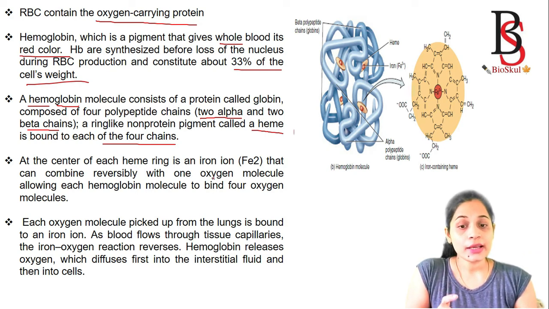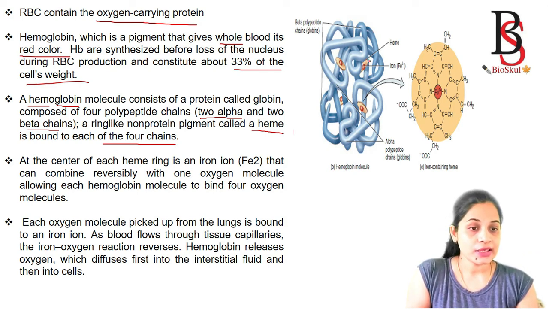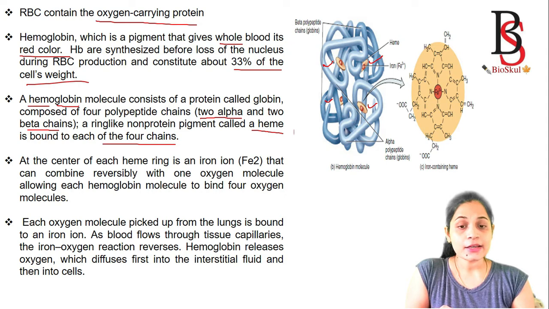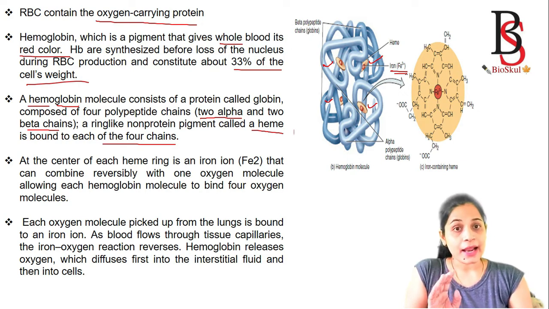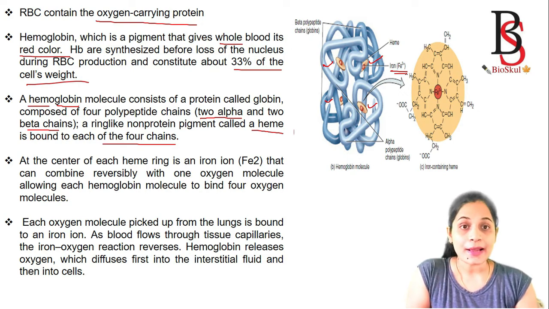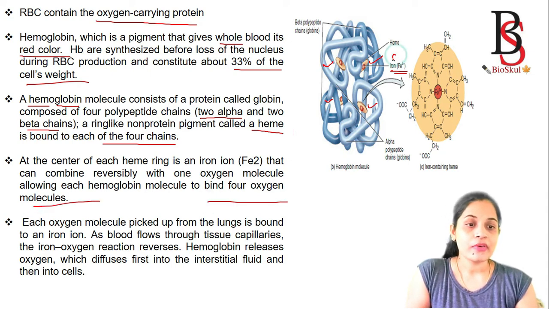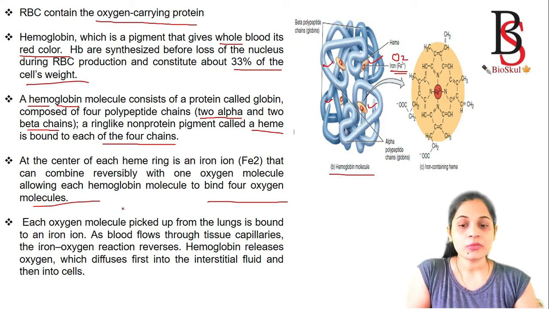At the center of each heme ring, here you can see the heme rings. How many heme rings are present? There are 4 heme rings. In the center of each heme ring there is iron, and that iron combines with 1 oxygen molecule, which allows a hemoglobin molecule to bind 4 oxygen molecules. Each iron binds 1 oxygen.